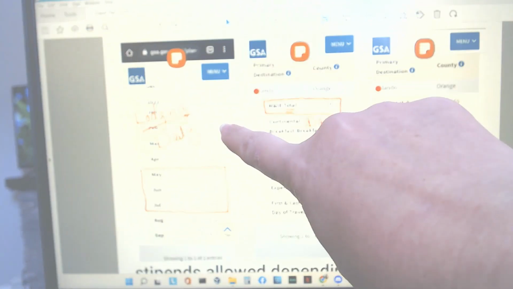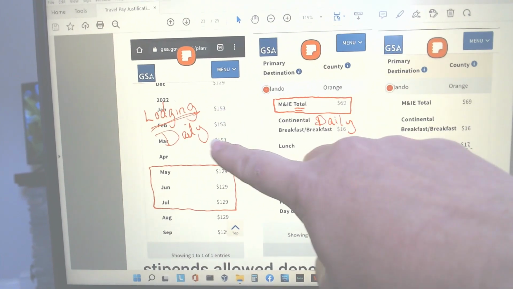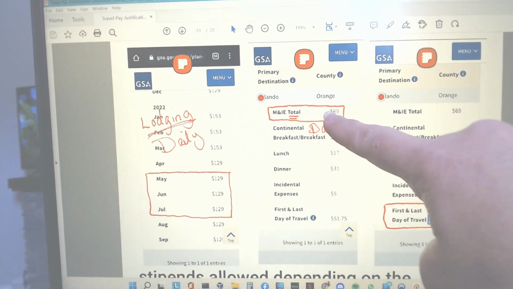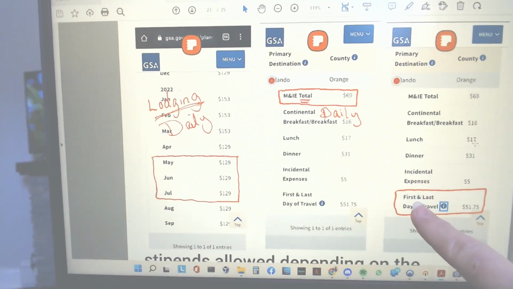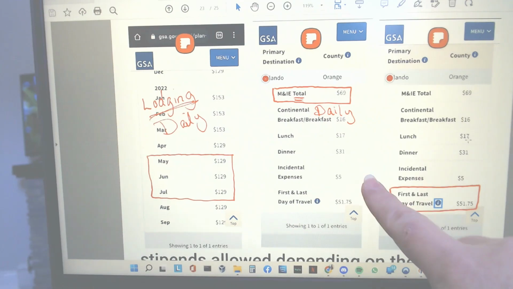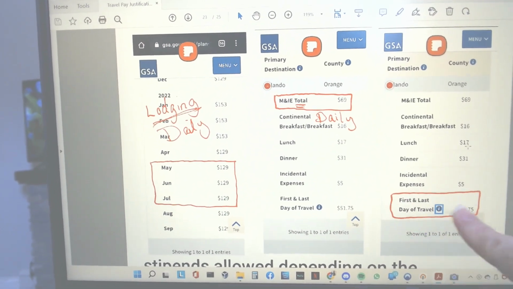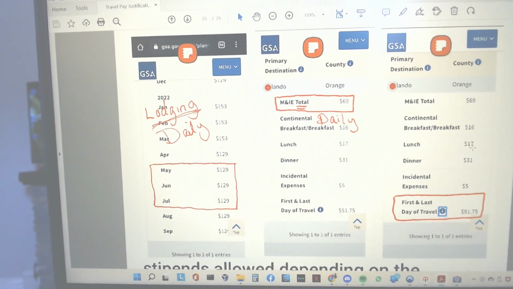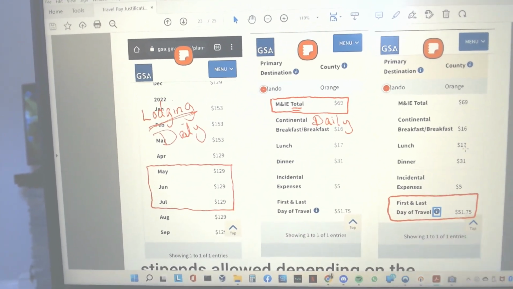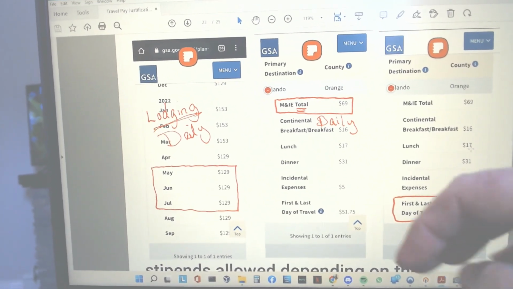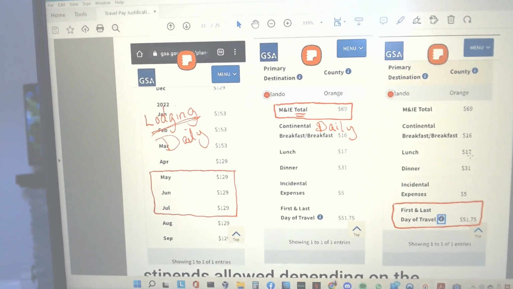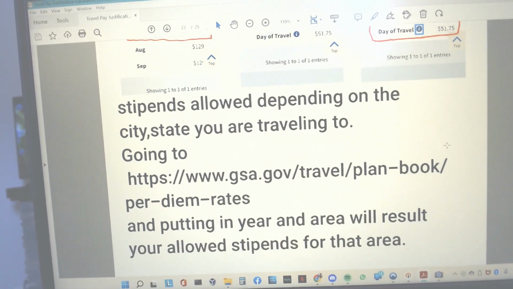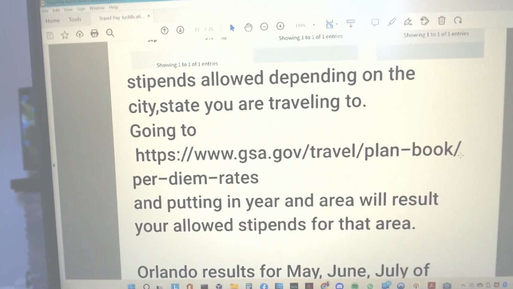You can see here, it is a seasonal place, so some of them are higher. Meals and incidentals, daily, $69 a day. There's first and last day of travel, which I've seen everything under the sun and zero for this one. It just depends on the agency. Totally depends on the agency. I don't include this in my calculations. You may if you want, but it's the first and last day of travel, so I just don't. So with those numbers, we go down here. I will include that under the video.